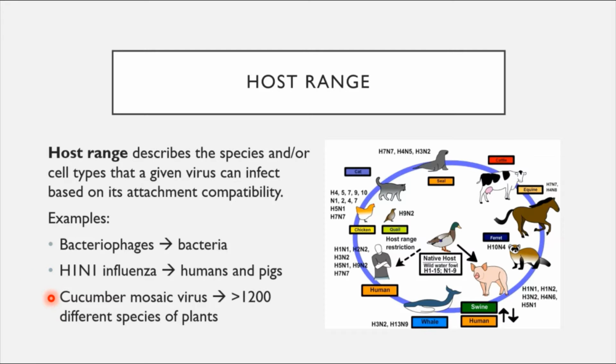There are also viruses that can infect plants. The cucumber mosaic virus affects over 1,200 different species of plants. However, in this lecture, we are not focusing on viruses that infect plants. We are focusing on viruses that infect humans.